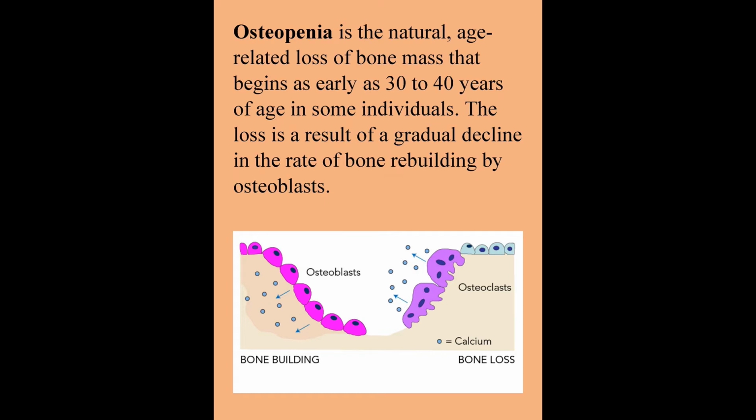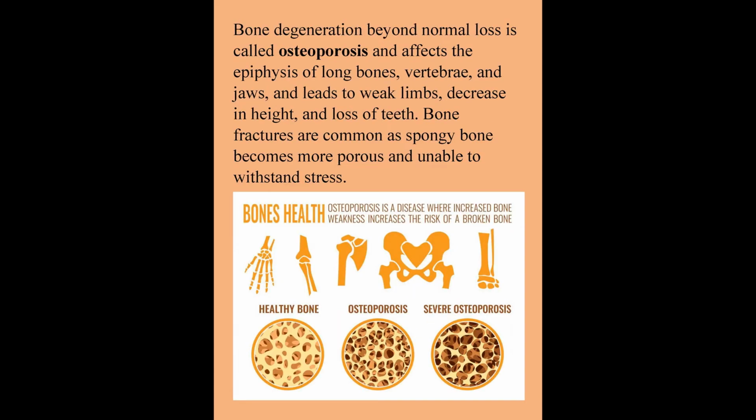Osteopenia is the natural age-related loss of bone mass that begins as early as 30 to 40 years of age in some individuals. The loss is a result of a gradual decline in the rate of bone rebuilding by osteoblasts. Bone degeneration beyond normal loss is called osteoporosis and affects the epiphysis of long bones, vertebra, and jaws, and leads to weak limbs, decrease in height, and loss of teeth. Bone fractures are common as spongy bones become more porous and unable to withstand stress.